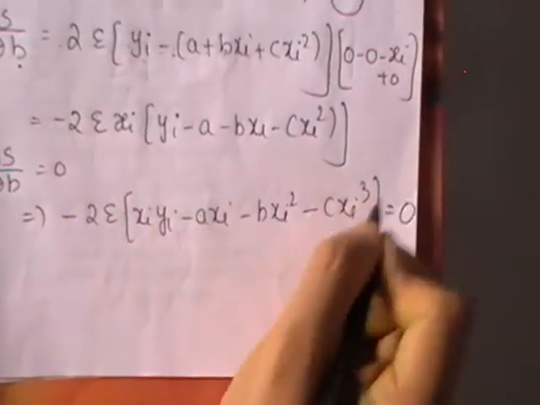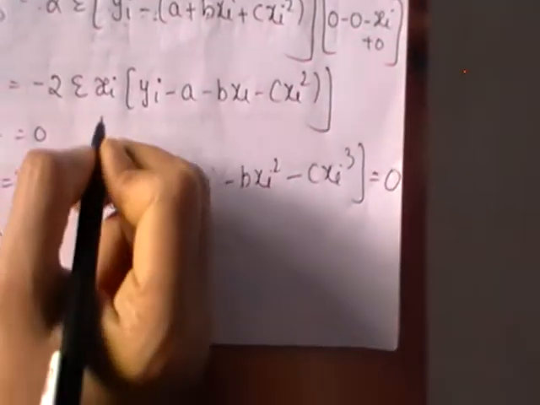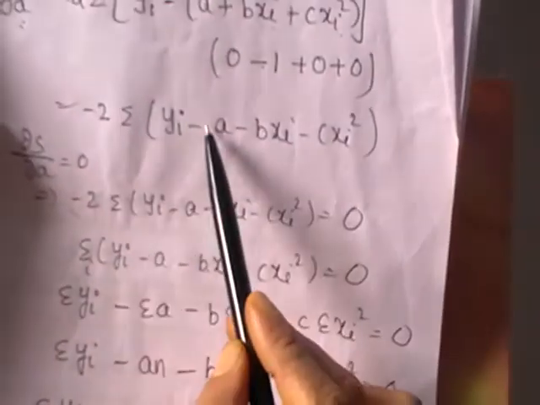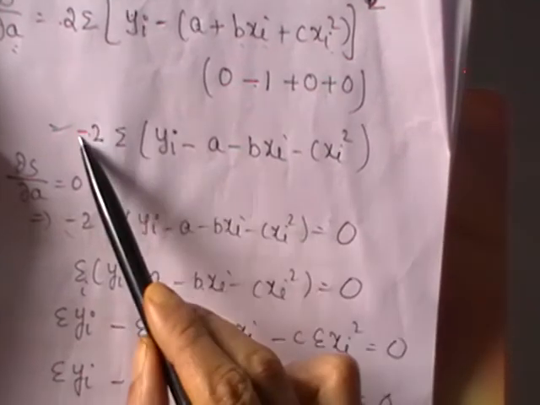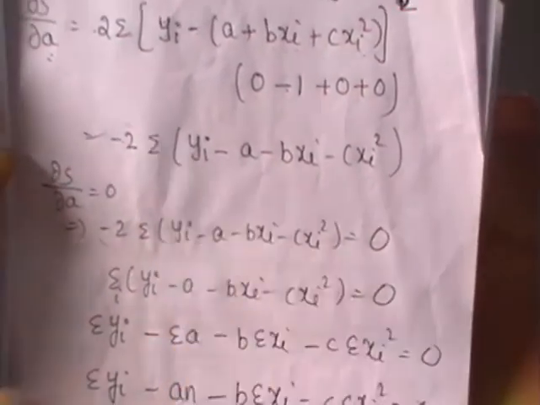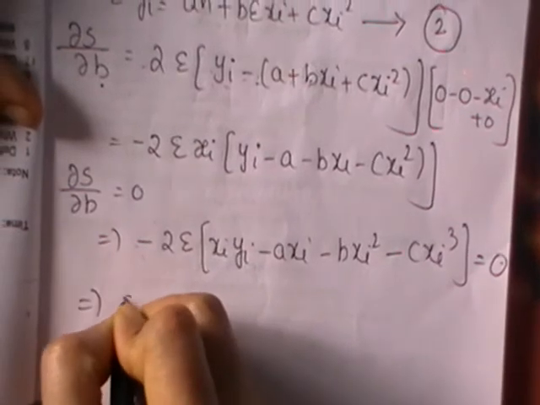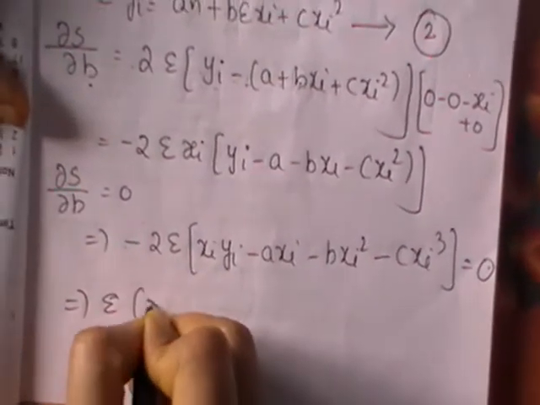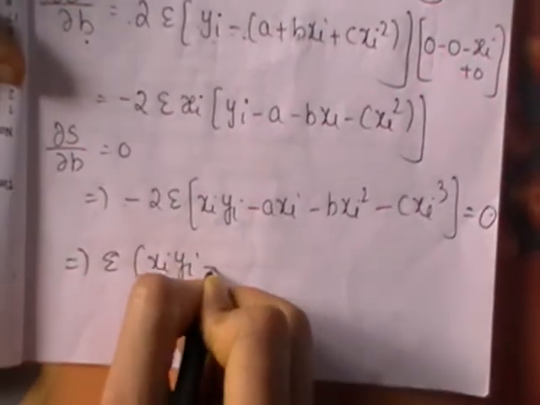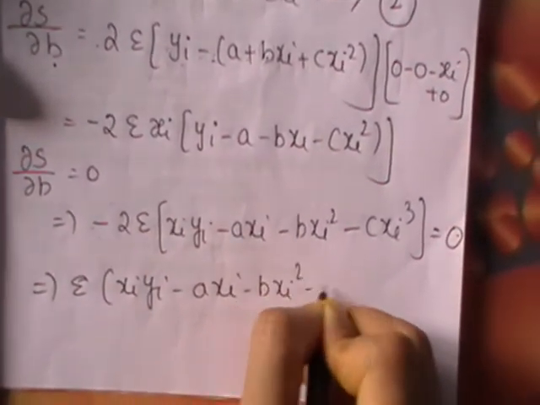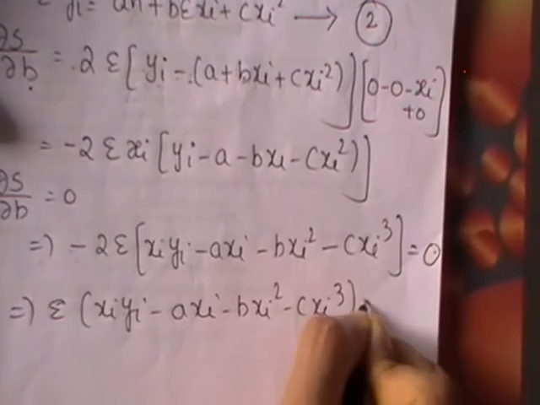Again, if you take this minus 2 to the RHS, remember that always you will get minus while differentiating. Don't multiply this with minus. Better you put this minus along with 2, for both straight line and this parabola. So if you take out this minus 2 to the RHS, 0 by minus 2 is 0. So this sigma xi yi minus axi minus bxi square minus cxi cube is equal to 0.